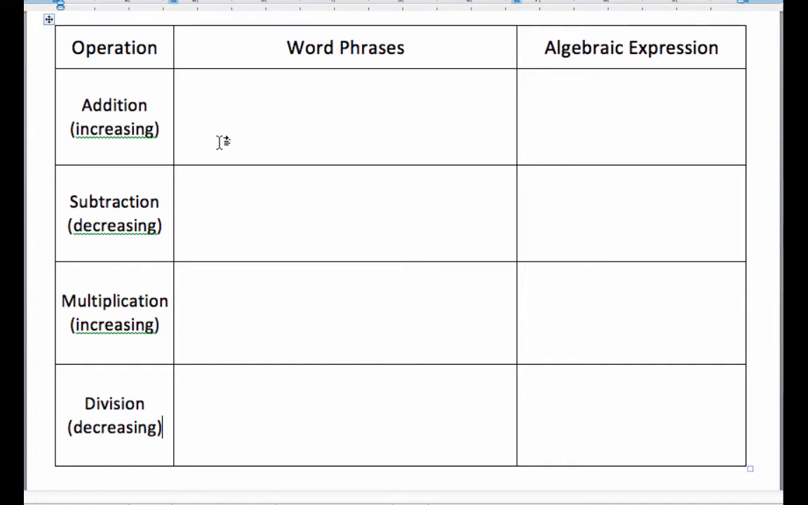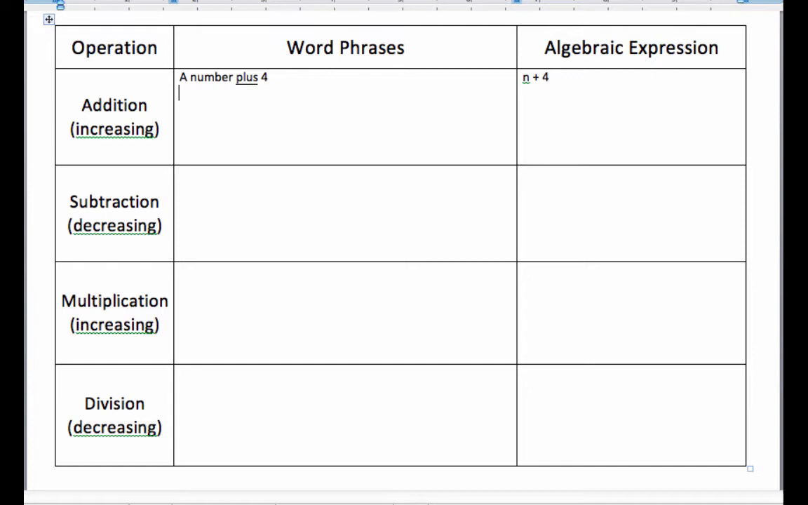And addition, remember, is our increasing operation where we are just combining two numbers. The first word phrase we're going to write down is a number plus 4. Our clue word in this word phrase is plus, obviously because of the plus sign in addition problems. We're going to go ahead and underline that. Over in our algebraic expression box, what that's going to look like, a number would be n, our variable, plus, we're going to use our plus sign, and then 4 because we are adding 4.